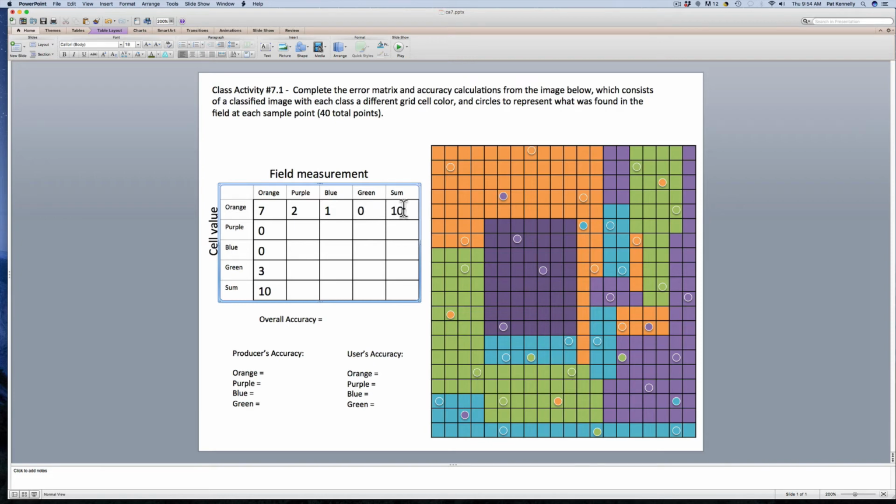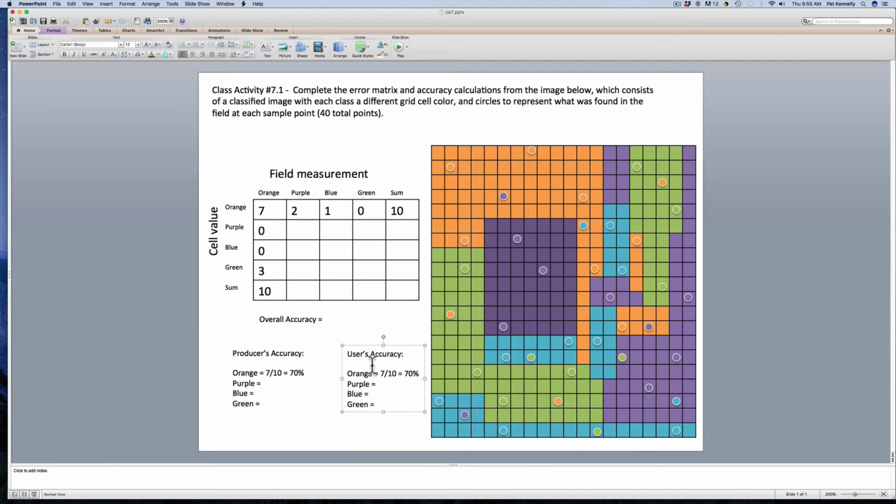Once again, the sum is going to be 10 over here. And this is what we use to calculate the producer's accuracy, which is going to be the columns here, and the user's accuracy. So if we wanted to say for orange what the producer's accuracy is, it would be 7 divided by a total number of 10, which would equal 70%. And in this case here, going across, we would get the same number, right? 7 of them were correct, divided by the total number, the sum, and that's going to equal 70%. So in both cases, we have 70% accuracy overall.